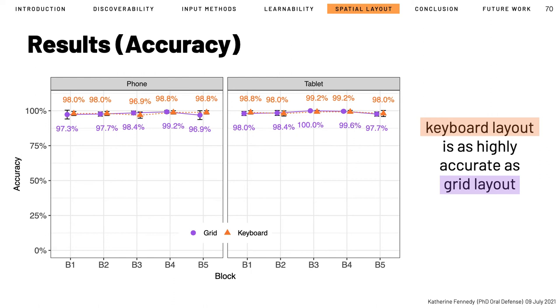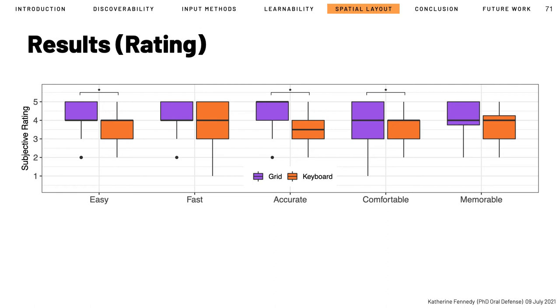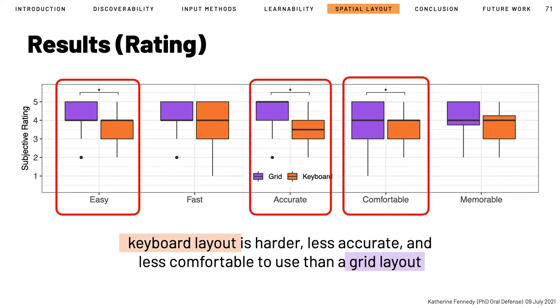For ratings, although there were no effects for tablet interaction, participants rated the phone interaction to be harder, less accurate, and less comfortable with a keyboard layout than with a grid layout. This is not surprising as the keyboard layout on the phone only affords a very limited screen for each command as compared to the grid layout.